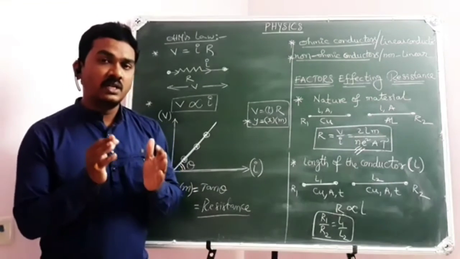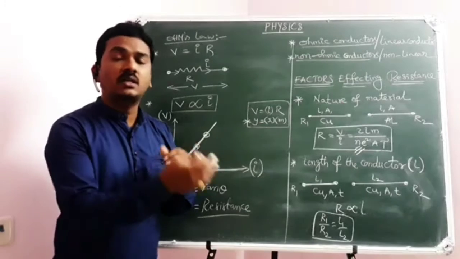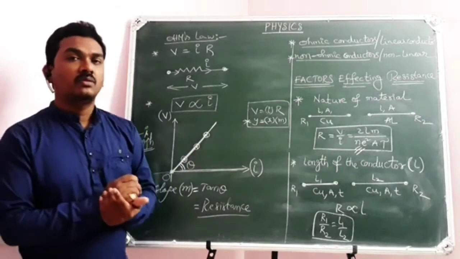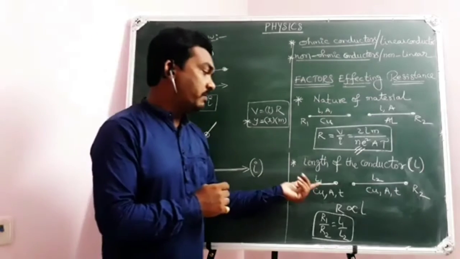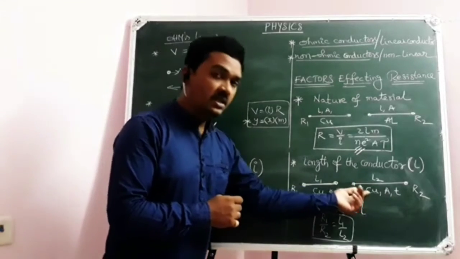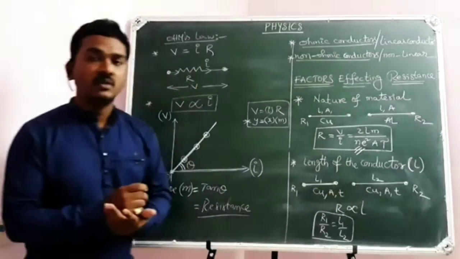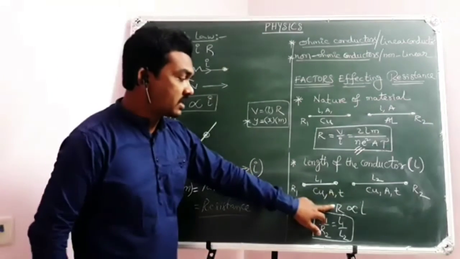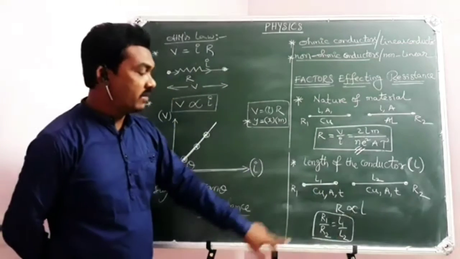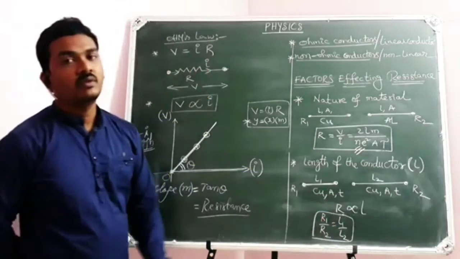Especially in physics, when you are dealing with the relation between two physical quantities, all other terms should remain same. So, when we are comparing two conducting wires of the same material, same cross-sectional area and at same temperature, then the resistance of the conductor varies directly proportional to its length. So we can have a mathematical equation R1 by R2 equal to L1 by L2.